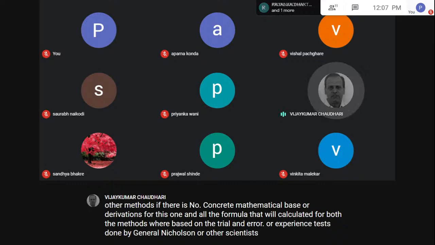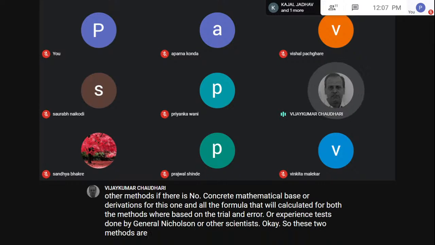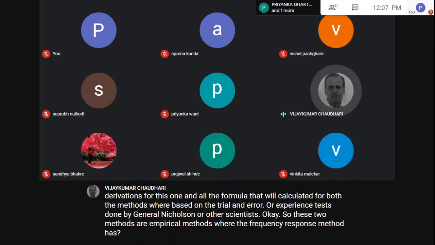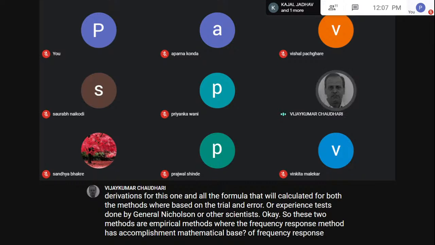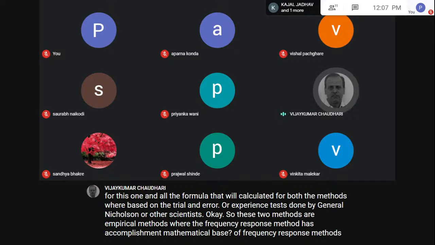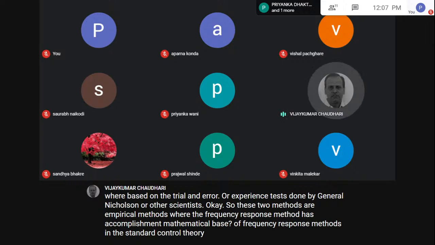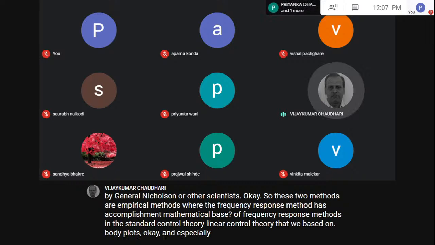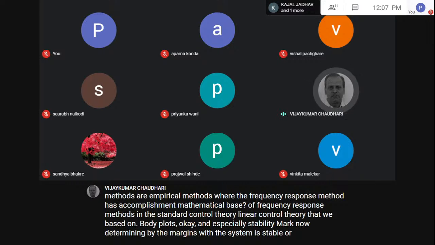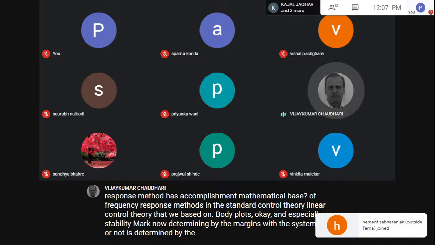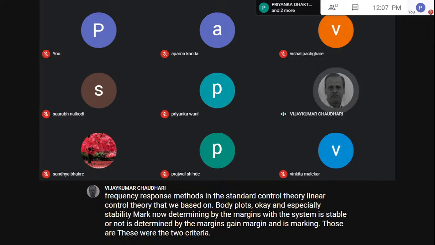So these two methods were empirical methods, whereas the frequency response method has a concrete mathematical base in the standard linear control theory that we based on Bode plots. Especially stability is determined by their margins, whether the system is stable or not, by the gain margin and phase margin. These were the two criteria to be satisfied so that the system is stable.